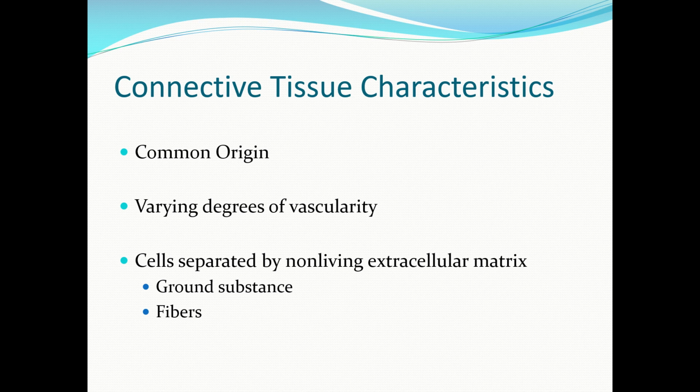Connective tissue also contains cells that are surrounded by a non-living extracellular matrix full of ground substances and fibers. So the ground substance is what determines whether a connective tissue is hard like bone or liquid like blood. And then I mentioned earlier, back in the cell chapter, that when the fibers are on the outside of the cell, those fibers are collagen. And so we're going to see collagen in the connective tissues.